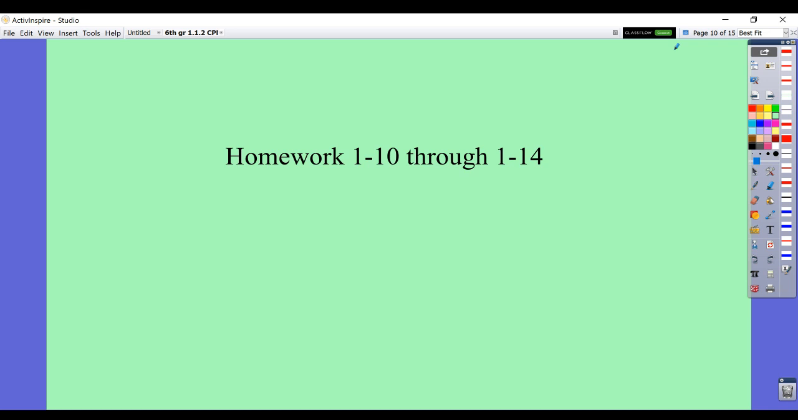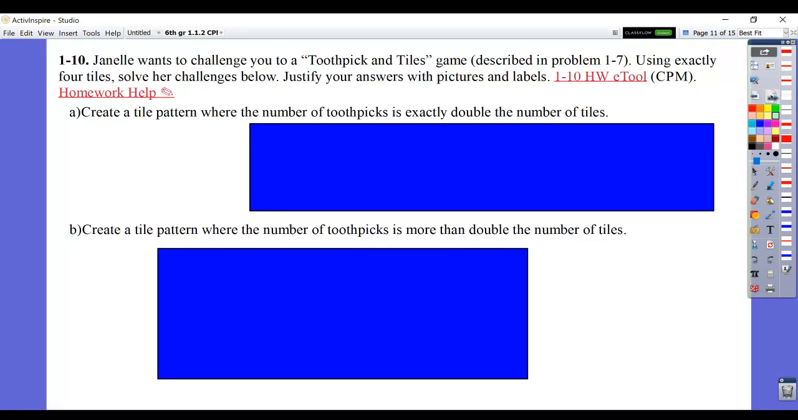This video is to help you with the homework problems from section 1.1.2. The homework assignment is 110 through 114. So for 110, it says Janelle wants to challenge you to a toothpick and tiles game. Using exactly 4 tiles, you have to solve these challenges and then justify your answers with pictures and labels.